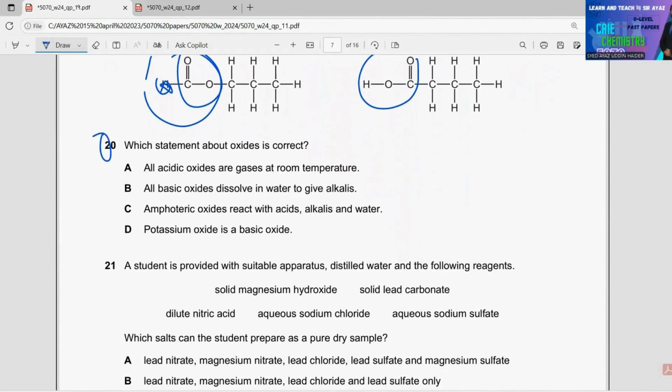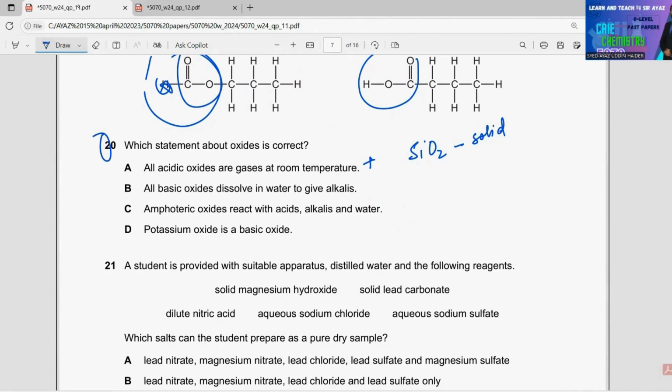MCQ number 20. Which statement about oxides is correct? A: All acidic oxides are gases at room temperature. It's incorrect because silicon dioxide is also an acidic oxide. It does not exist as a gas at room temperature. So A is incorrect.